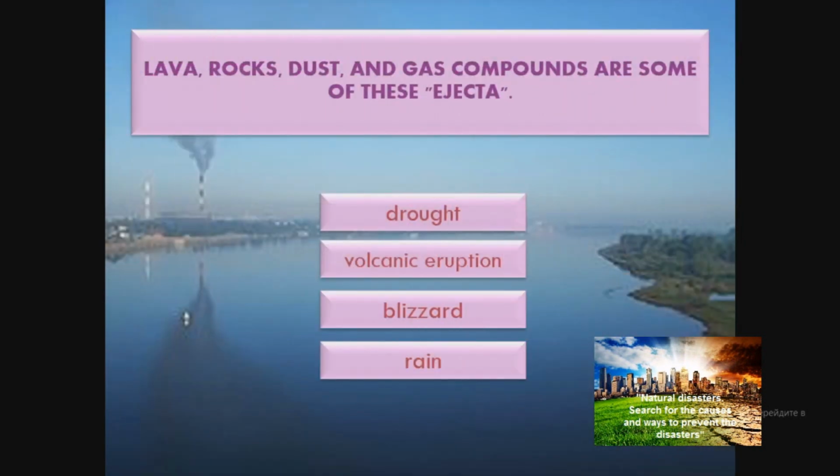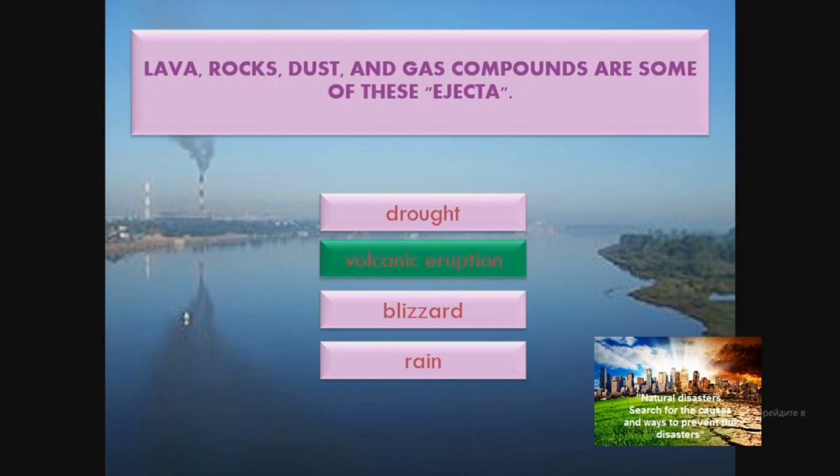Lava, rocks, dust and gas compounds are some of these ejecta. Drought, volcanic eruption, blizzard, rain. Volcanic eruption.